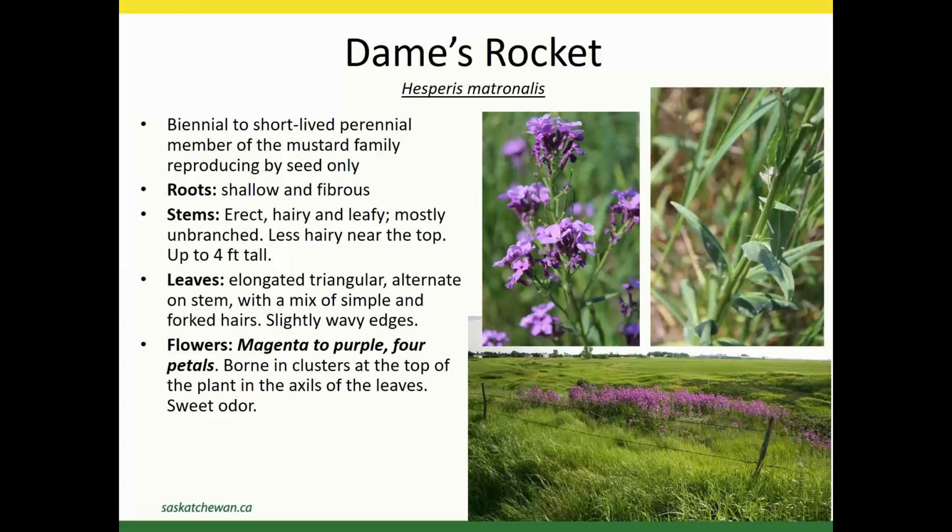The flowers are magenta to purple, and in some cases there have been varieties that have been bred to be like a whitish color as well, or a very, very pale purple. They're borne in clusters at the top of the plant and in the axils of the leaves, very much similar to other mustards. And they have a very sweet odor, particularly in the evening.